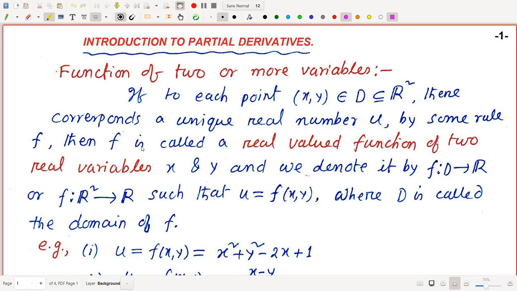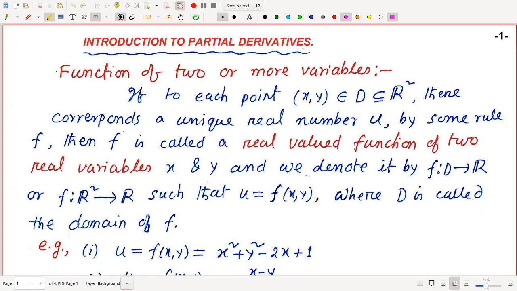For example, in practice we can see that volume is a function of both pressure and temperature. And if we want to find the rate of change of volume with respect to temperature, then what to do? Then we have to keep pressure constant. And if we want to find the rate of change of volume with respect to pressure, then we have to keep temperature constant. So when this type of situation arises, we have to use the partial derivative concept.